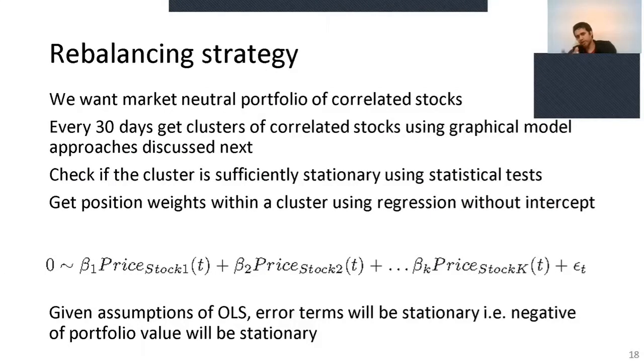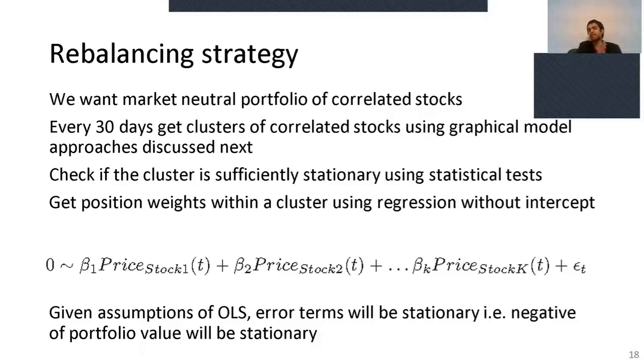So here we discuss the rebalancing strategy. What we want is a market neutral portfolio, and we want a market neutral portfolio because that portfolio does not have market risk, and on average, it can be expected to be stationary. That is, it will be mean reverting. And since it is mean reverting, whenever it is on the higher levels, we can sell it, and whenever it is on the lower levels, we can buy it. So that is our idea.